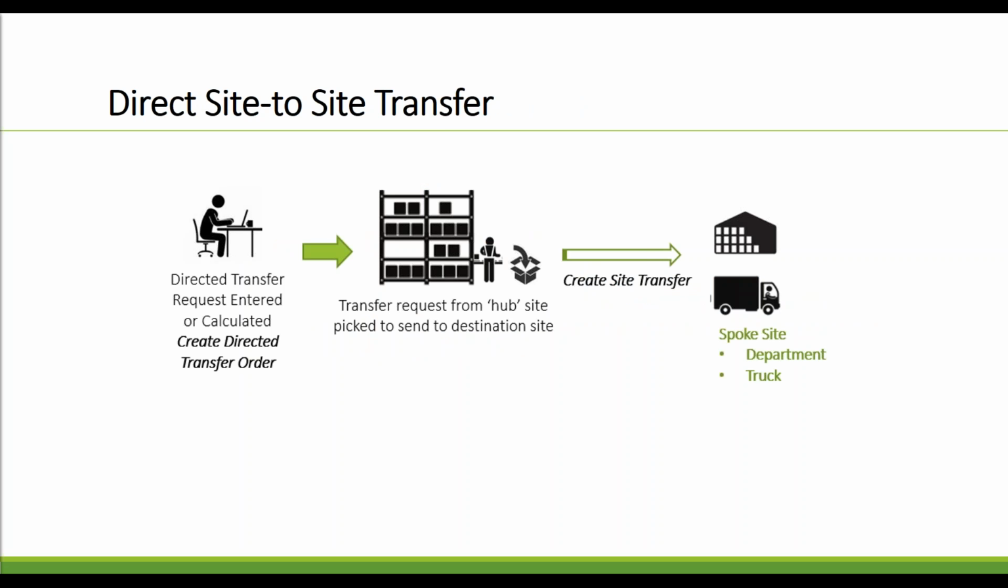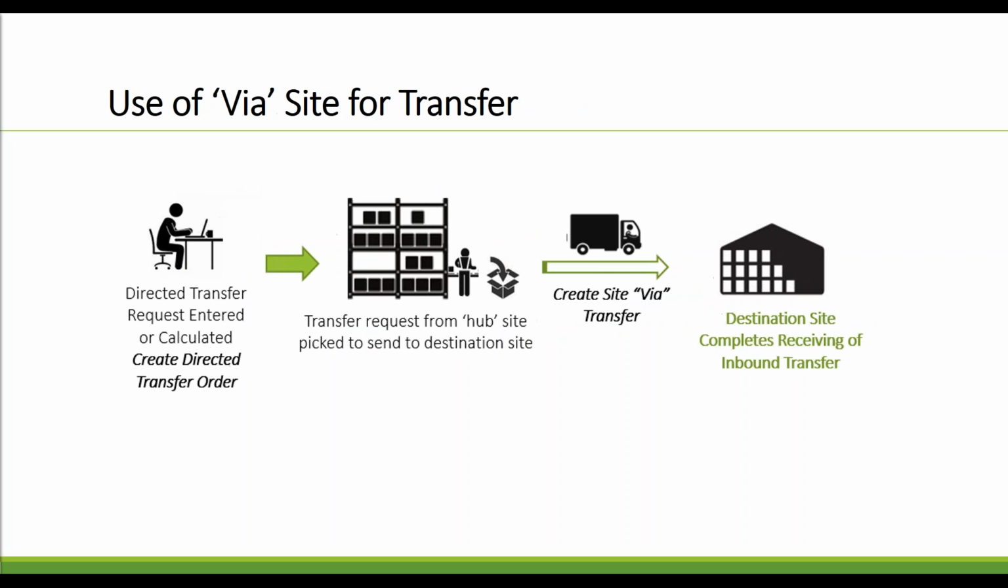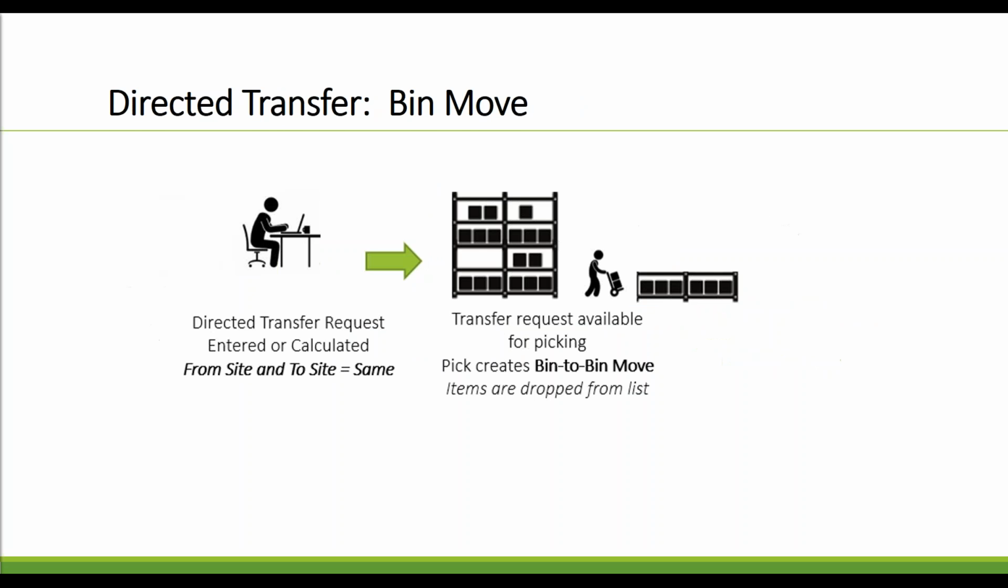So this is just another workflow option to demonstrate the different site to site that's direct. I'm going to just send it directly to the truck or to a different warehouse. And then this is one that's the via site, so then there's a two-step transfer there. And then we also have that bin move.